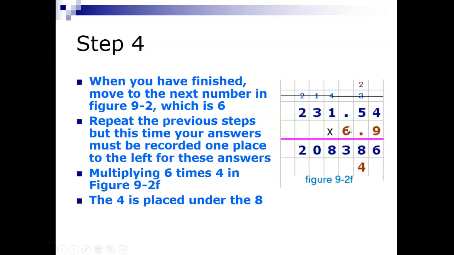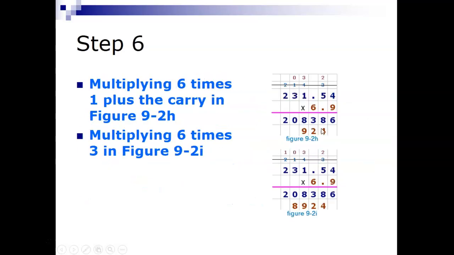And then I would take my 6 and start doing the same thing. Multiply 6 times 4, 6 times 5, 6 times 1, 6 times 3, and 6 times 2. But I shift my numbers by 1. Why? Does anybody remember why you shift the number up by 1?